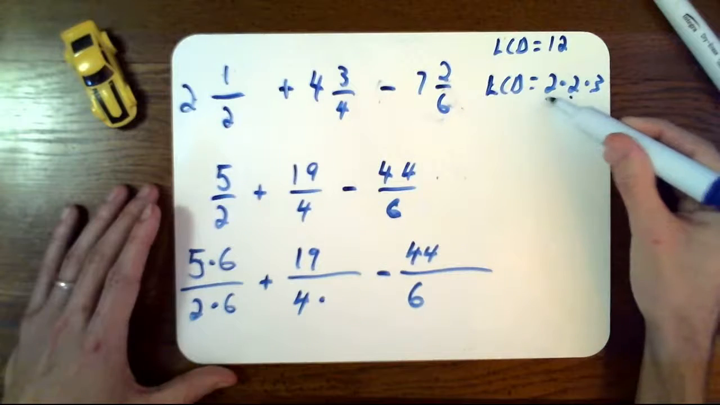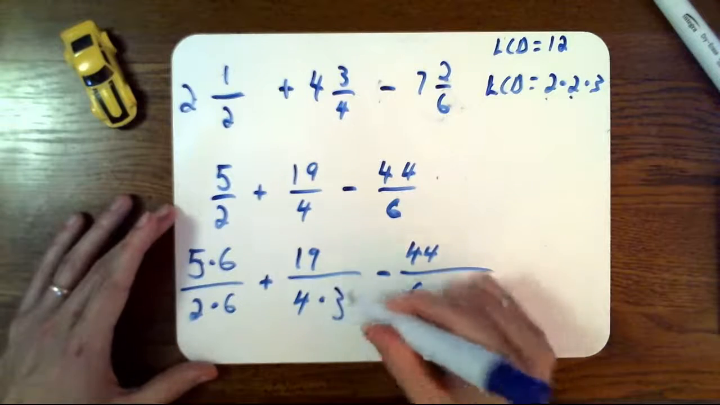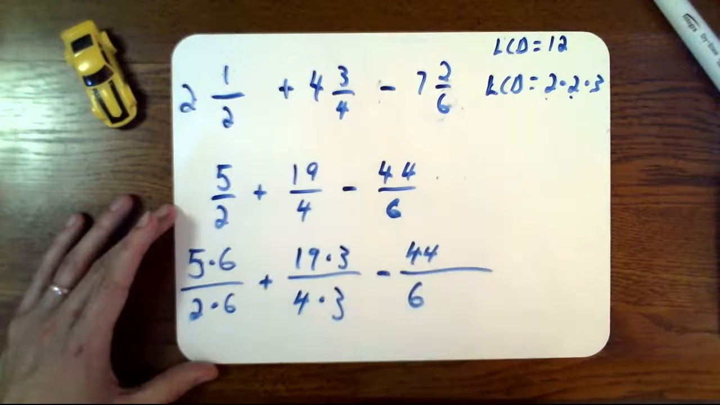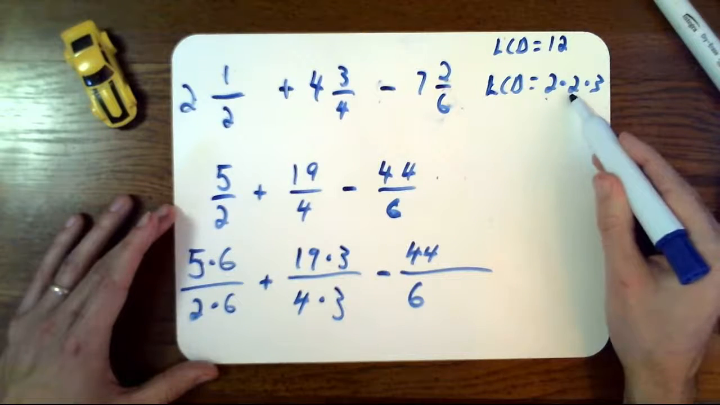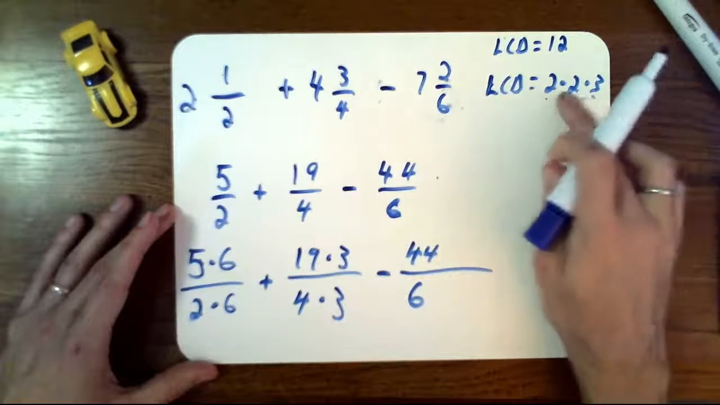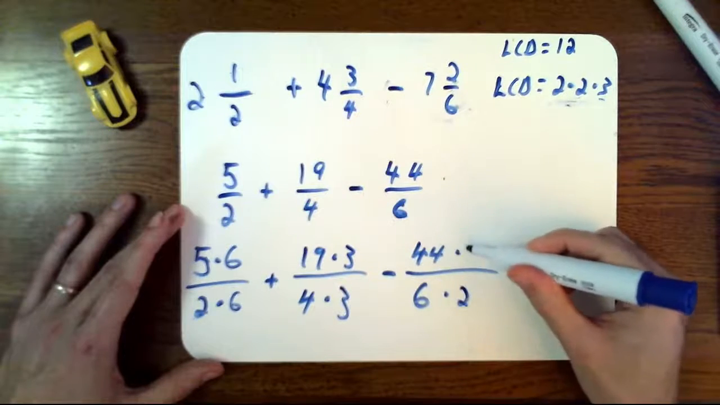4 is 2 and 2. So what is 4 missing? How do we make that into a 12? We multiply by 3, multiply by 3. And now 6 is these two put together. Boom, those two. So how do I make that into a 12? Multiply by 2, multiply by 2.